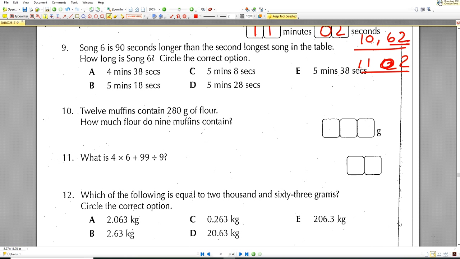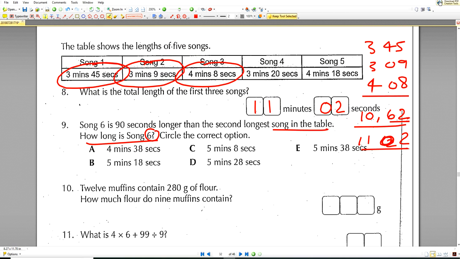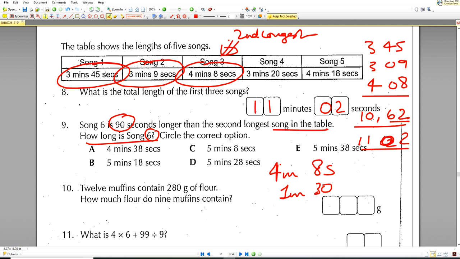Question number 9. Song 6 is 90 seconds longer than the second longest song in the table. How long is song 6? Let's find out the second longest song in the table. The second longest song is the 4 minutes 8 seconds. So let's get our 4 minutes and 8 seconds, and then we're going to add on to that 90 seconds. Well, 90 seconds is actually 1 minute and 30 seconds. So if we add them up, that will give you 5 minutes and 38 seconds. Which will be answer E for question number 9.